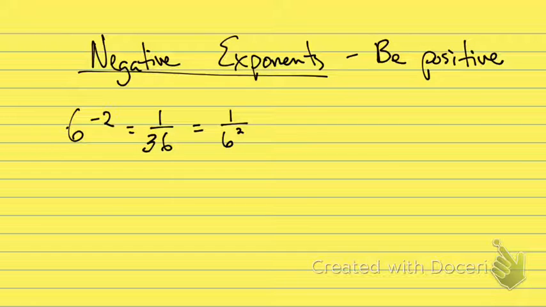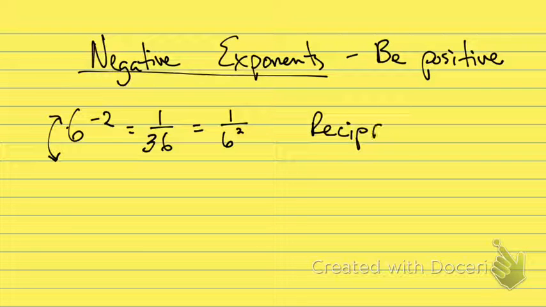Yeah. Okay, so what's it called when I flip something in math like that? Reciprocal. Yeah. I'm about 60% sure I spelled that right. So, the negative exponent means the reciprocal.